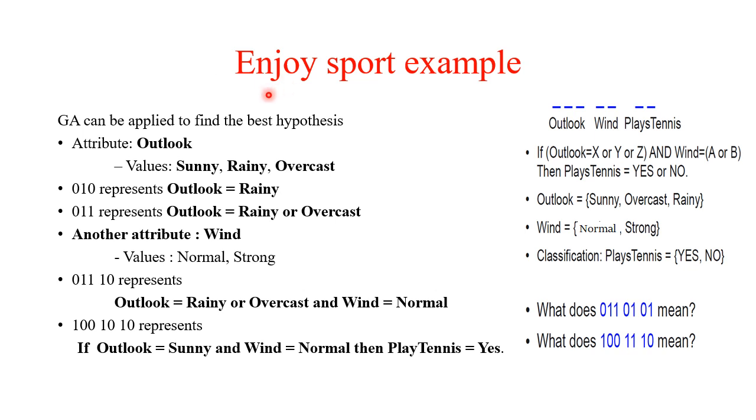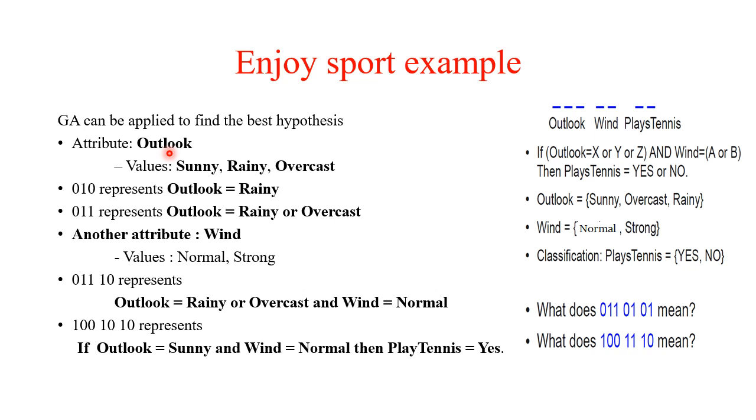Consider another example, Enjoy Sport, where the binary encoding scheme can be applicable. Given particular weather conditions, we have to decide whether we can play on that particular day. How can a genetic algorithm be applied here? A genetic algorithm can be applied to find the best hypothesis. We are considering two attributes, outlook and wind. Outlook can have three values: sunny, rainy, and overcast. Wind can have two values: normal or strong.